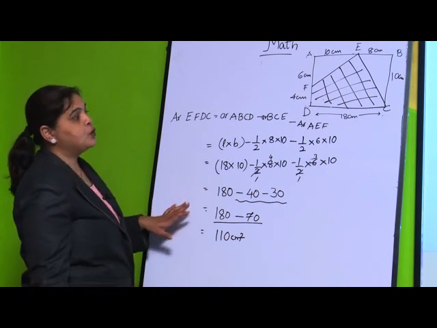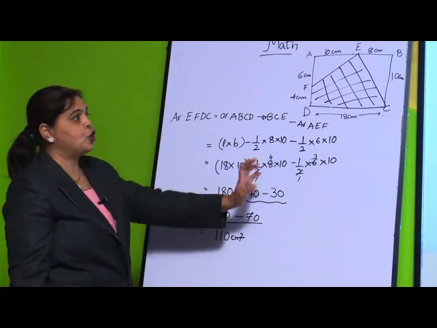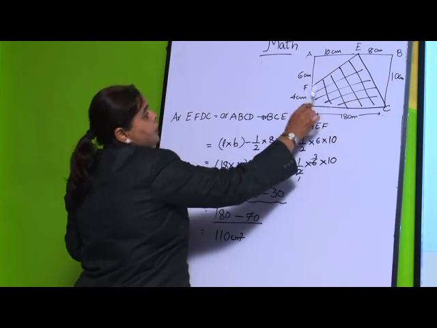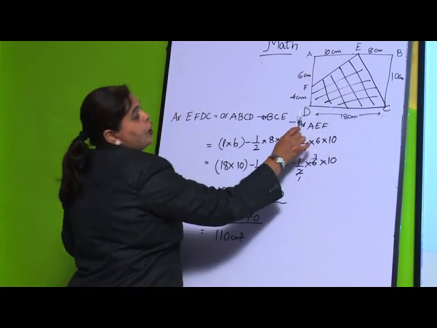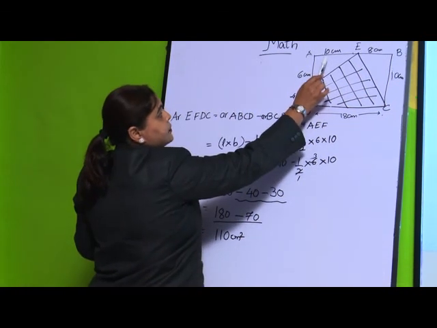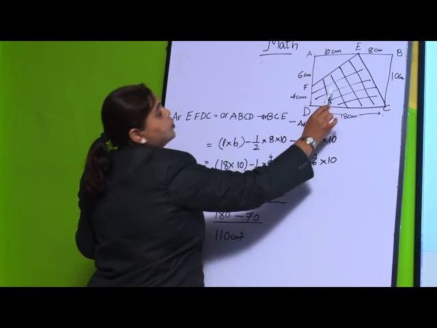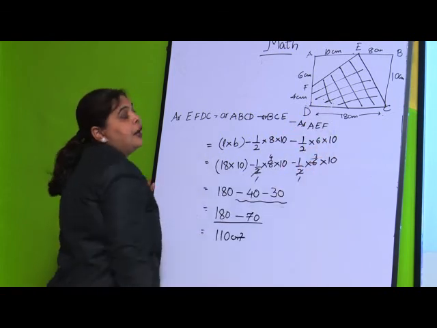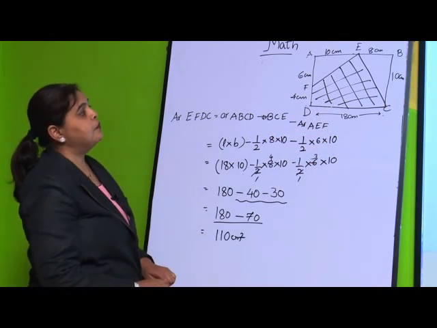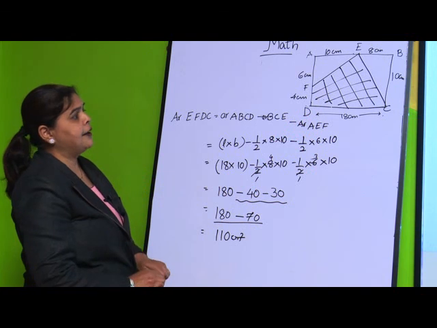Hope so, my dear students. Again, I will explain in short. When you want to find out the area of a shaded portion, first we have to find out the area of the whole given figure, then subtract the unshaded portion. So, we will get the area of the shaded portion. So, this was a very easy sum having a rectangular shape.